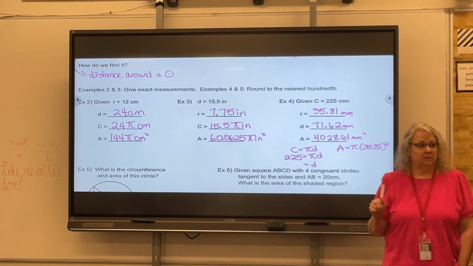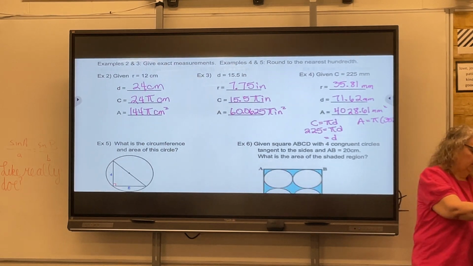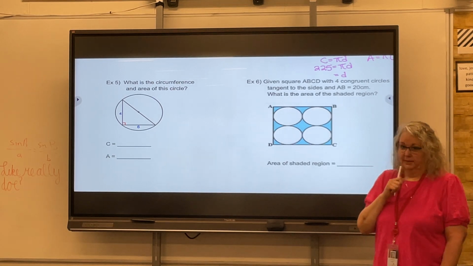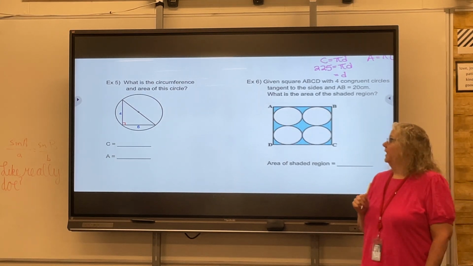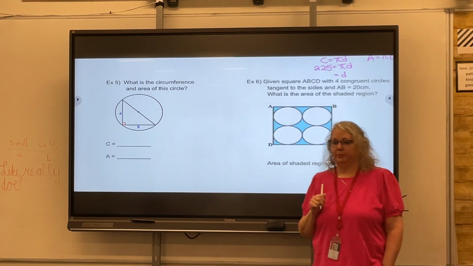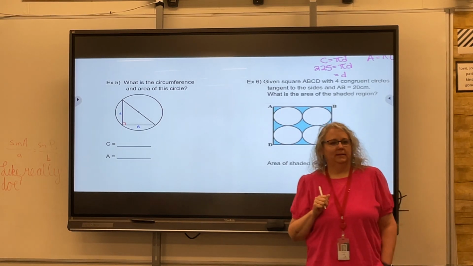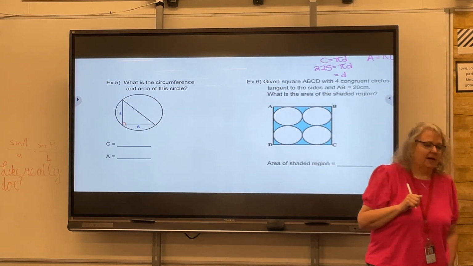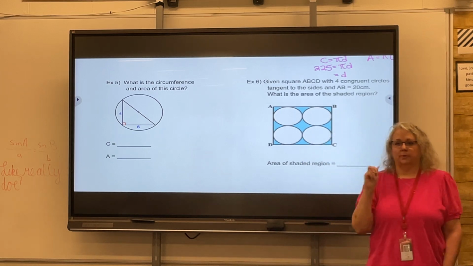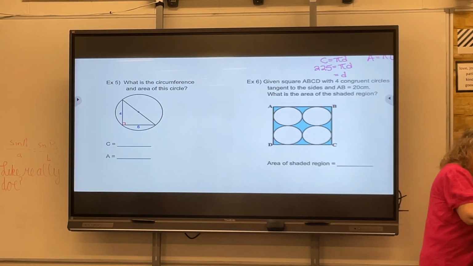We've done circumference and area before. Alright, add a little bit from the last chapter. How do I find the circumference and the area of this? Example 5. What would the diameter be? It would be the hypotenuse. So 4 squared plus 6 squared will equal the diameter squared.